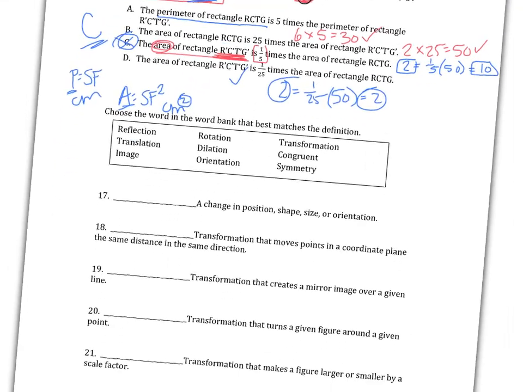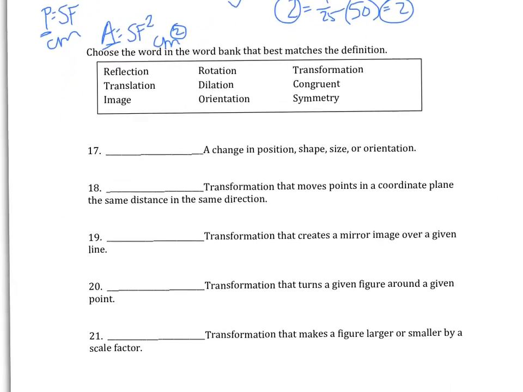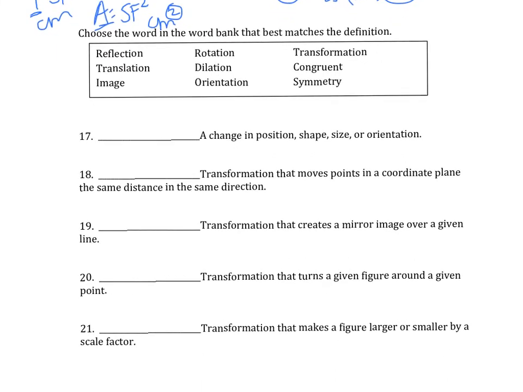Okay, last part, we're going to choose the word from the word bank that best matches the definition. So we gave you some extra words up there just to throw you off. A change in position, shape, size, or orientation, that's the big umbrella term. That is a transformation. So that covers translations, shape, dilations, and orientation would be rotations and reflections.